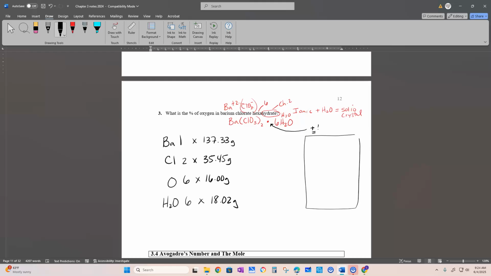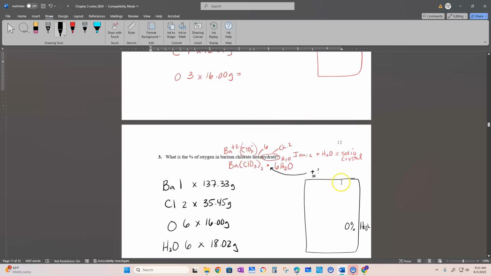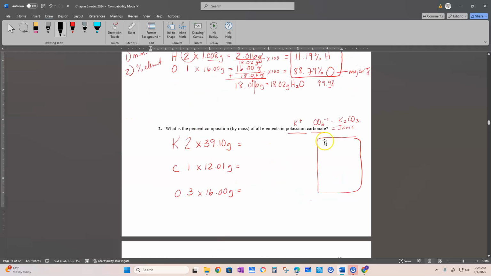Okay? So when you do all the math, calculate those percentages, okay? And if you do this correct, as I'm checking my work, the one that should have the highest percentage is the oxygen. So this oxygen percentage, it should be the highest if you do this right. Should be around 46%, okay? To double check your work for potassium carbonate, if you do this right, the potassium should have the highest percentage, and it should be around 56%, okay?